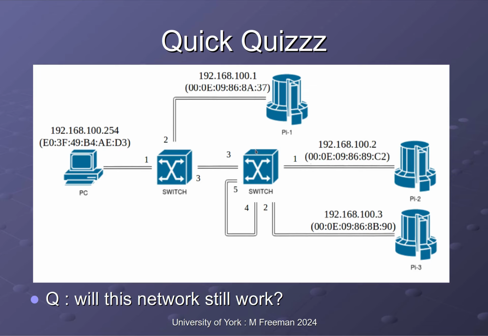Again, think about what will happen when an ARP request goes out there. What will happen when the PC makes an ARP request? What will happen when it sends out a broadcast MAC address? Can you see why bad things will happen?